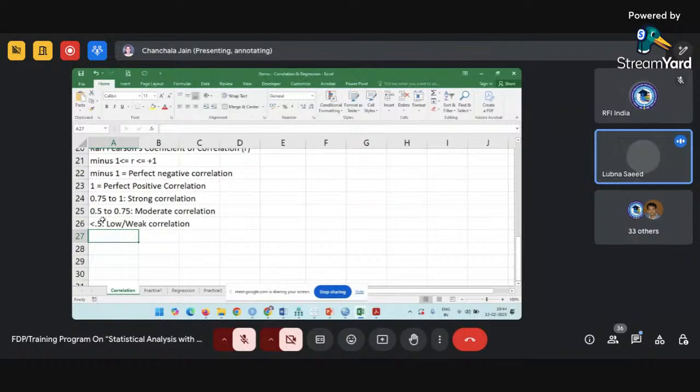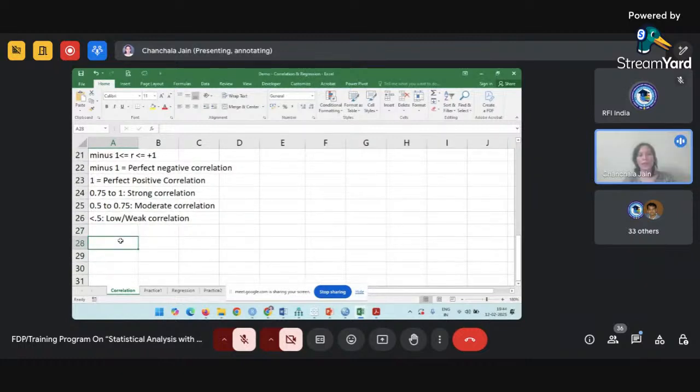Yes, ma'am. Now the next thing is, some people misperceive correlation as causation. But correlation is not causation. You can write: correlation is not causation. The meaning is that correlation is not studying a cause and effect relationship. If you want to see the impact of one variable on the other, that study cannot be done using correlation.